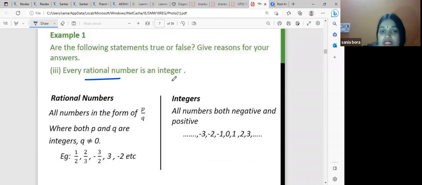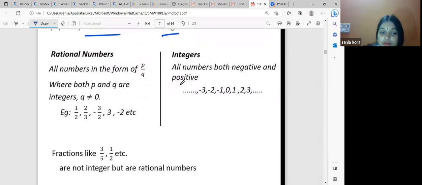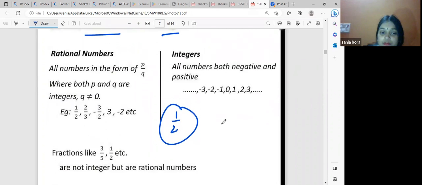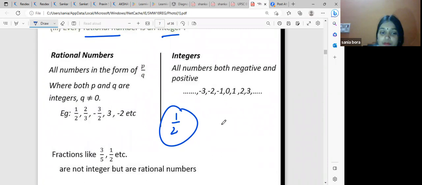Now, coming to the next one: every rational number is an integer. This is the reverse one, right? They are asking every rational number is an integer. So what are you going to say over here? It's not. Why? Because 1 upon 2 is not an integer. Integers are never in the form of P upon Q, right? So this is going to be false. Clear?